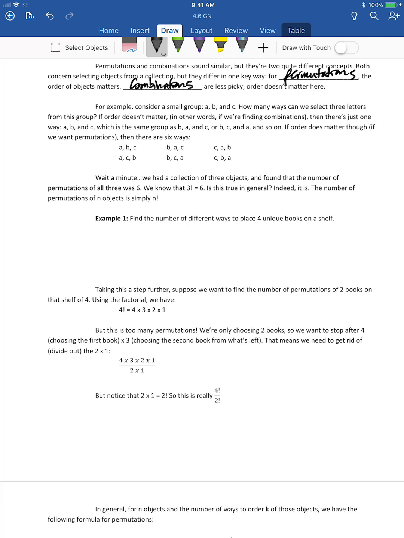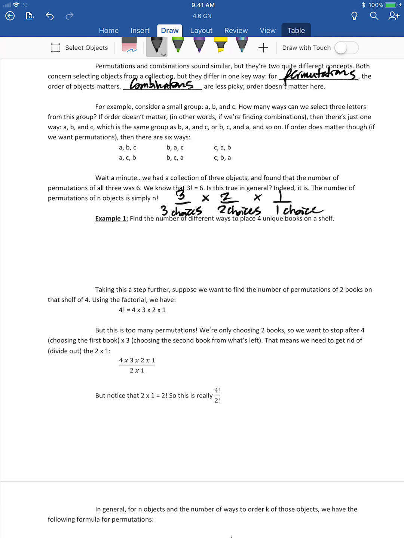Why? It's an excellent question. Well, let's think about it. So if I'm choosing 3 objects from this group of 3, then I have 3 slots, right? I can put A first, or B first, or C first. So that's 3 different choices to start with. And then for each of those 3 choices, I'm left with 2 choices for the second. And then after I've chosen the first and the second, I only have 1 choice left for my third slot. 3 times 2 times 1.